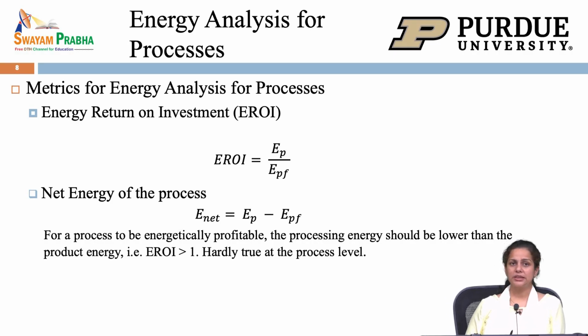We just calculate E net equal to EP minus EPF, which is basically how much additional energy, or the difference, that you get out of the input energy in the processing energy form. And of course, for a process to be energetically profitable, we want higher E net and also higher EROI. But generally at the process level, we do not see EROI greater than 1, because there is a lot of dissipation of the energy and we do not get everything into the useful product.